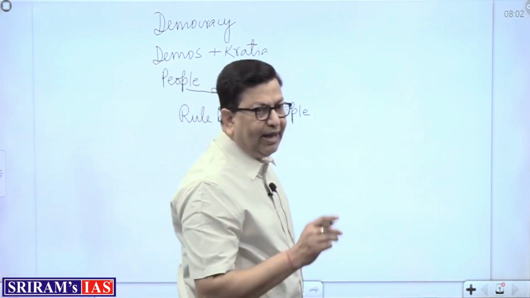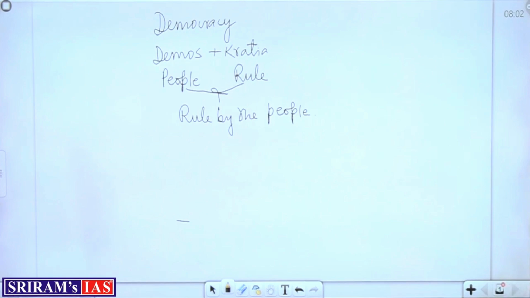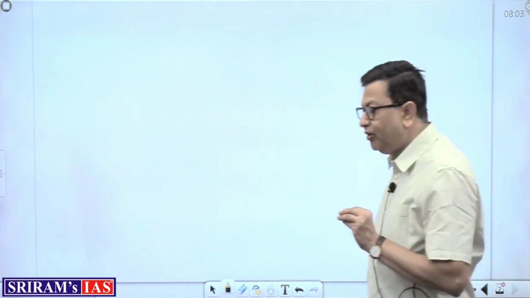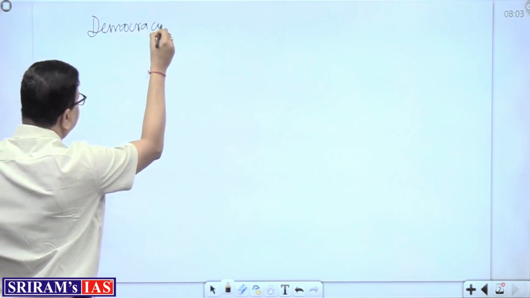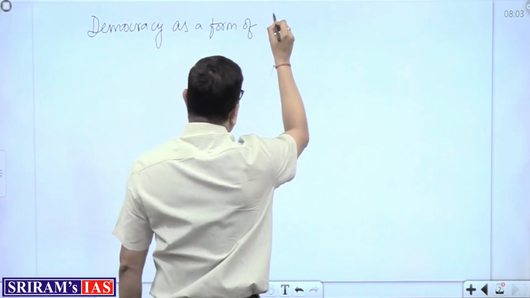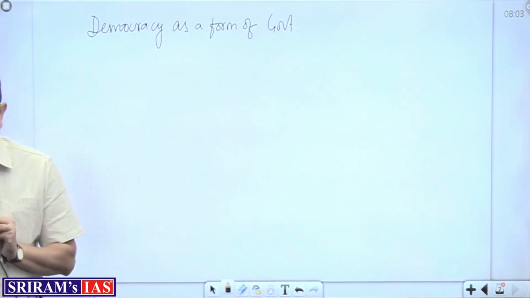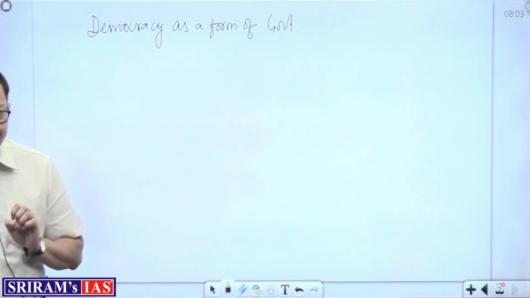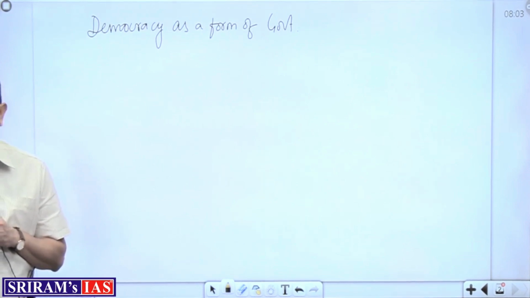Now, when we analyze the concept of democracy, when we need to understand the meaning of democracy, democracy has got different manifestations. And first of all, whenever we talk about democracy, we talk about democracy as a form of government. It is the most popular understanding of democracy. Now, whenever we say democracy as a form of government, what is included in that? What is at the back of our mind?